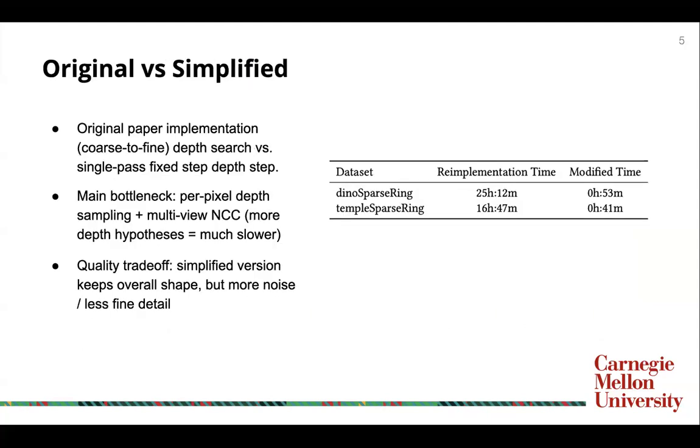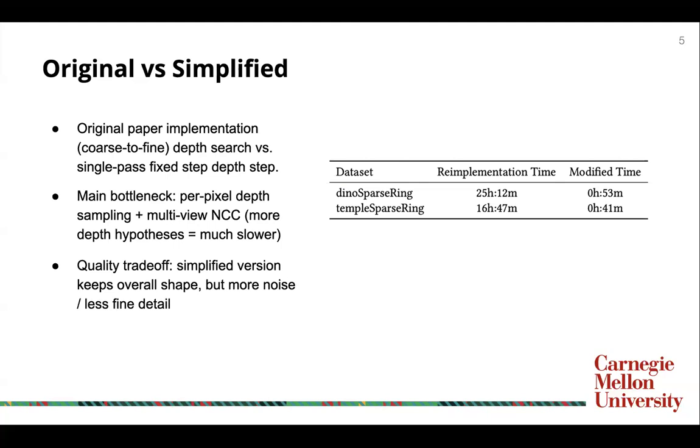In the original paper, depth estimation is done with a more expensive search procedure, specifically a coarse-to-fine strategy that refines depth estimates with smaller steps after an initial pass. I implemented that approach, and I also implemented a simplified version that uses a single pass depth search with a fixed depth step size along the ray. And the motivation for the simplified version was just the runtime.